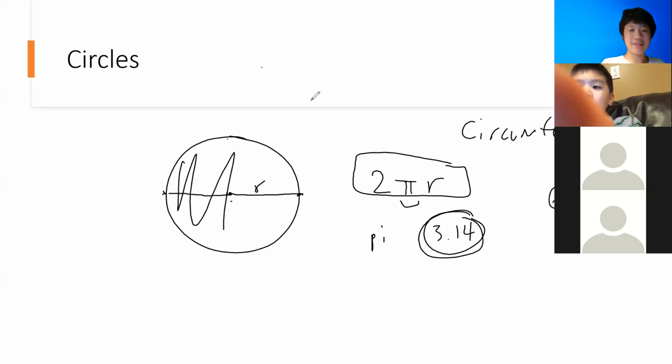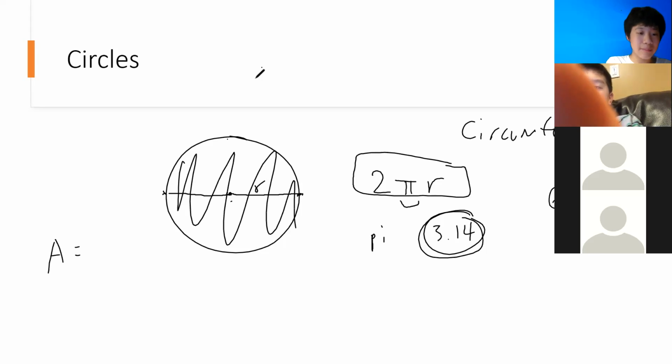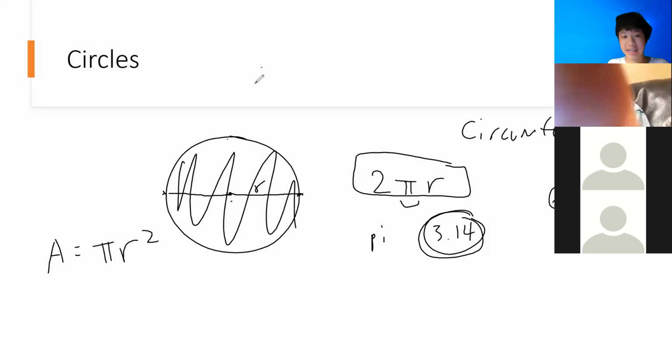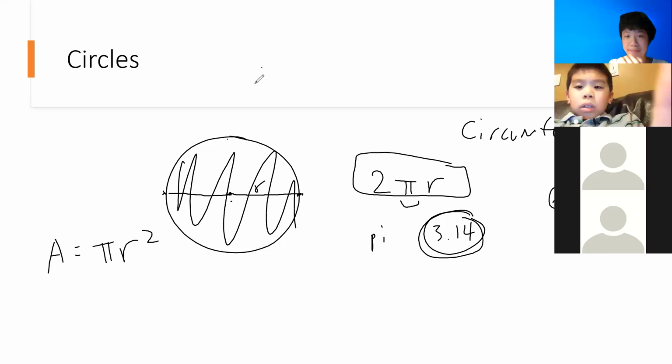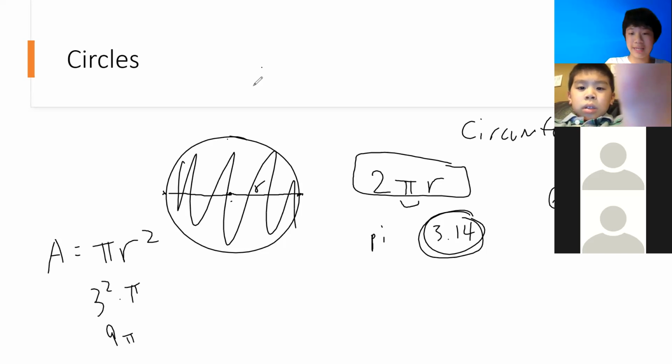The area is the inside of it. The area, we use pi again. The area is given by pi times r squared. So we first take the radius and square it, and then we multiply that by pi, and that's going to give us the area of the circle. So once again, if the radius was 3, then we would have 3 squared times pi, 9 pi, and that would be the area. Okay?